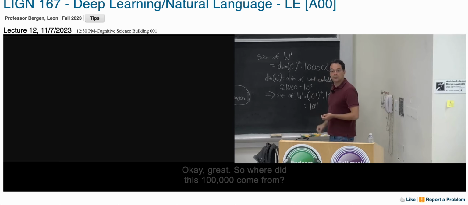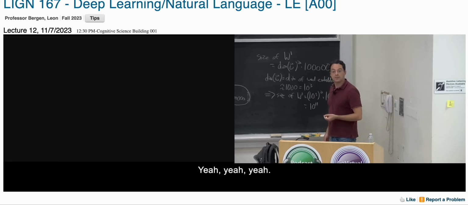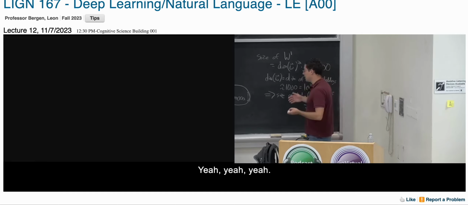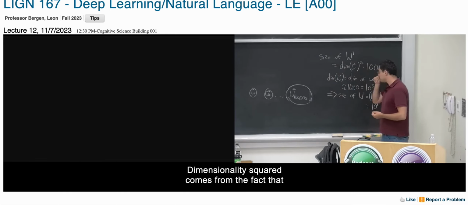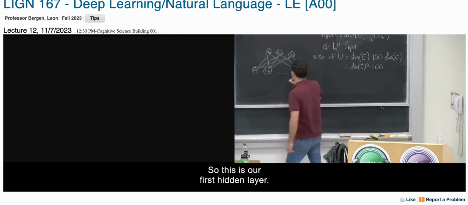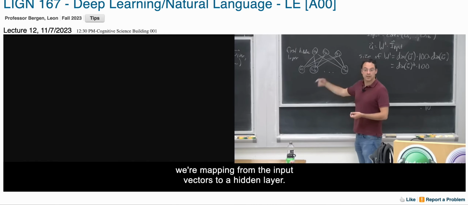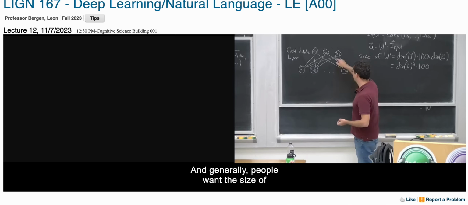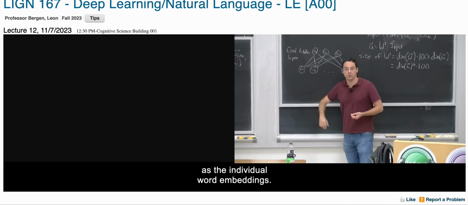Great. So where did this 100,000 come from? Dimensionality squared comes from the fact that this is our hidden layer, right? So this is our first hidden layer. When we're mapping from the input vectors to a hidden layer, generally people want the size of a hidden layer to be approximately the same size as the individual word embeddings.